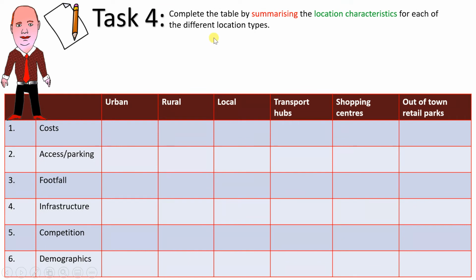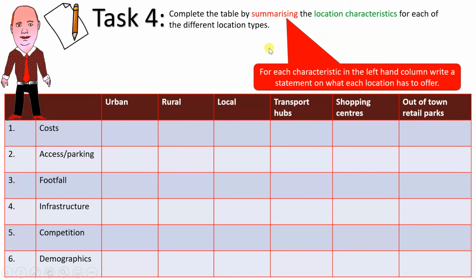So here's your final task, task 4, and this is pretty much summarising all the 6 lessons we've done on the characteristics. So your job will be to summarise what the characteristics mean for each type of location. So here we're going to link the 2 halves of this particular lesson that we've been doing all on location. So your job, for each characteristic in the left-hand column, you need to write a statement on what each of the locations offers in terms of that characteristic. So here's an example to help you out.